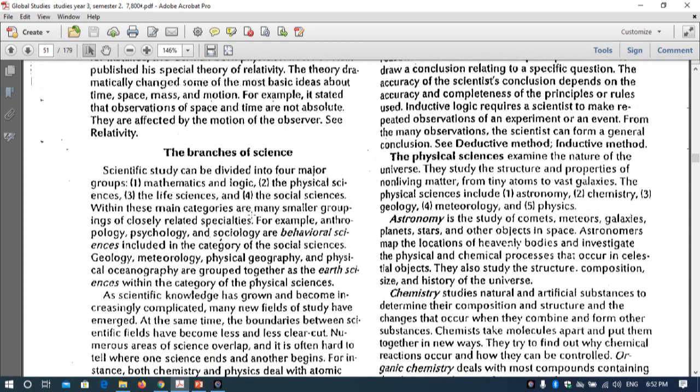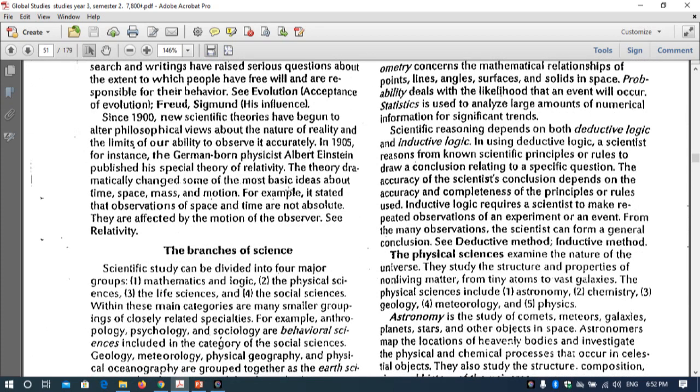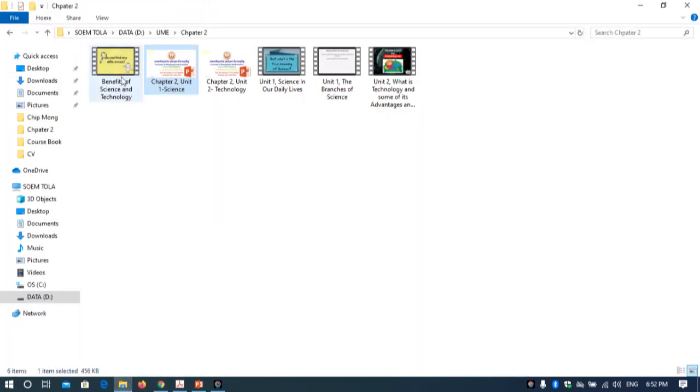Continue to the next point: the branches of science, which I will show you this afternoon. That's all for this morning. And you can see the video on the benefits of science and technology and science in our daily life. And one more point, the branches of science, this afternoon.